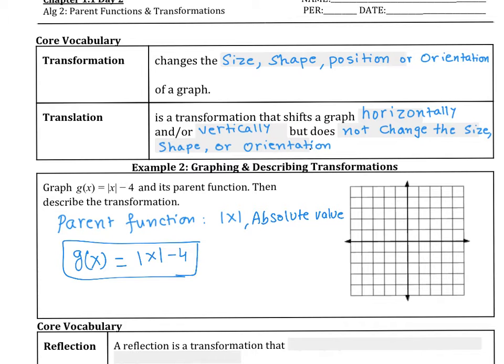And for the parent function, it starts from (0, 0), goes up 1 over 1, and it will give us the V graph. So that's the parent function graph.